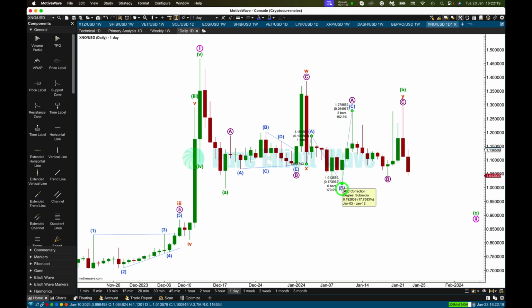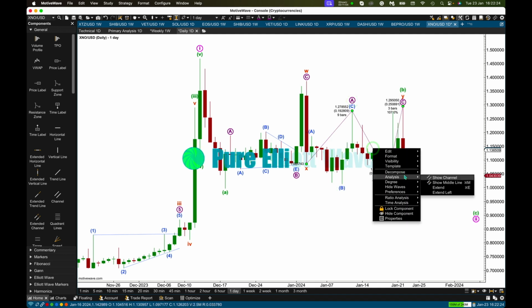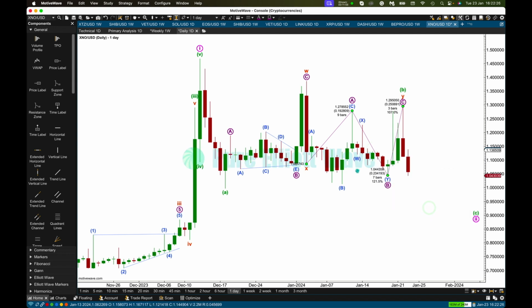Okay, now A is an expanded flat, B looks like some kind of double zigzag, I think. Just going to leave that labelling off B. I think this is correct, and now Y is an expanded flat, 3, 3, 5. I don't like the look of that C as a 5, as some kind of triple combination. I don't know, or over here. I just don't think this has enough volume for really good looking Elliott Wave structures.